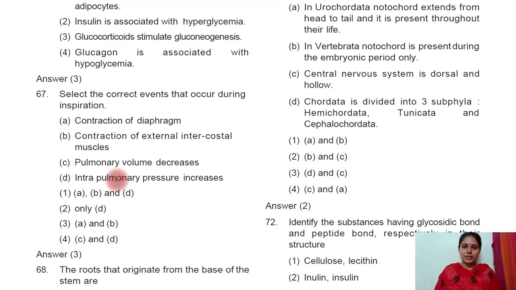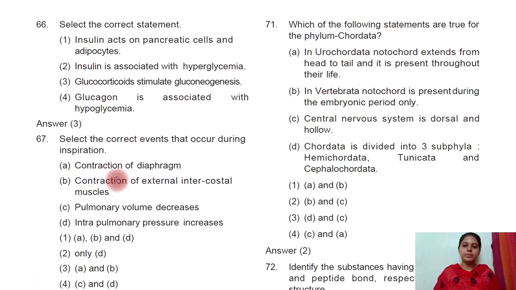Next question, number 71. Which of the following statements are true for phylum Chordata? Chordata is a phylum which has a backbone. So what is the answer? Option B and C, which means that in vertebrata we have notochord. That's how notochord starts, right? During the embryonic period only. And then Chordata is divided into 3 subphyla: Hemichordata, Tunicata. Is Tunicata a subphylum of Chordata? No way, right? So this is the wrong option.